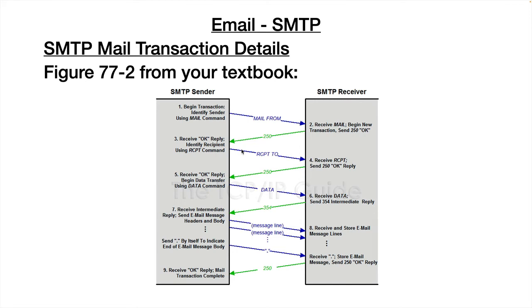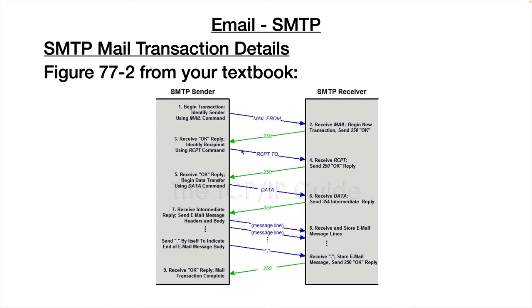Now looking at the actual mail transaction, what was in the gray in the previous slide, this is figure 7.72 from your textbook. So the first thing it's going to do is send a MAIL FROM. So it's going to say like MAIL FROM Wayne at uky.edu. If the server is happy with that, it's going to send a 250 OK command.